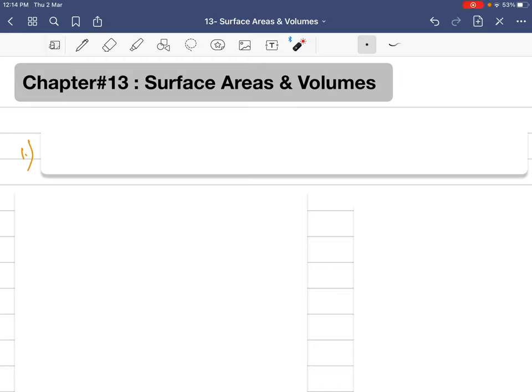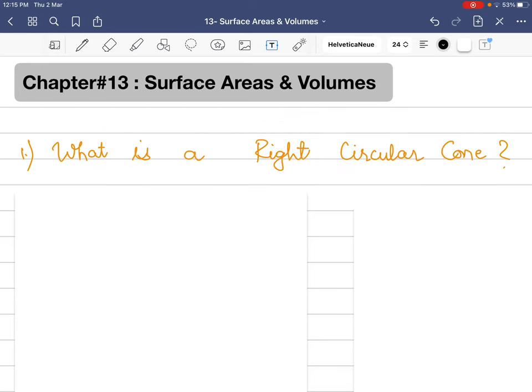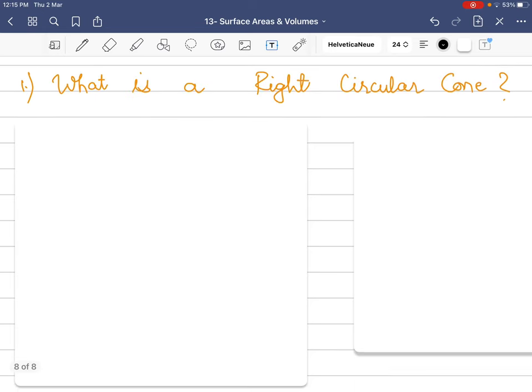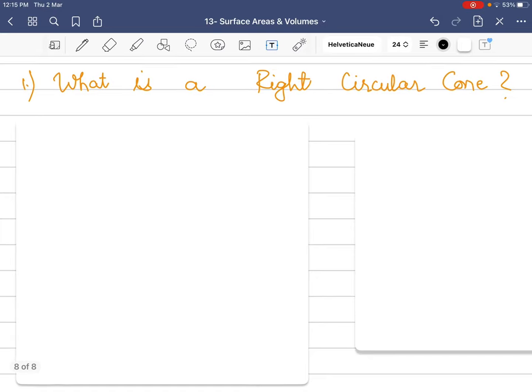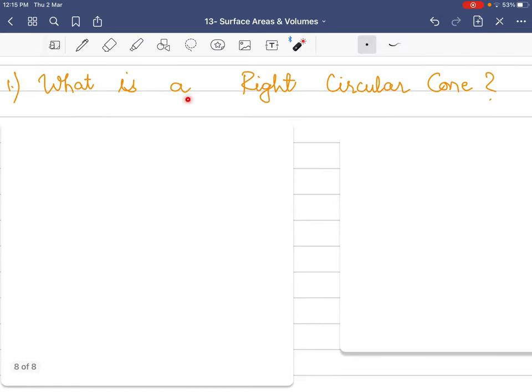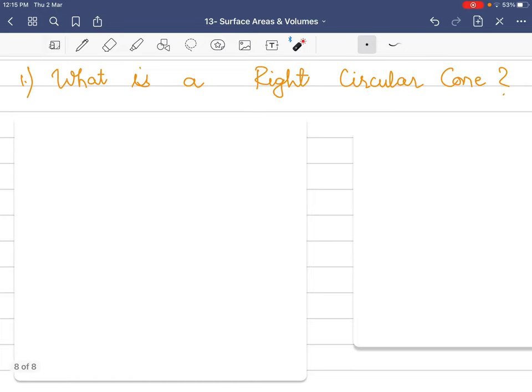So in this video of chapter number 13, surface areas and volumes, we're going to now start with another interesting three-dimensional solid figure, and it is called a right circular cone. So I'm going to remove this. Okay. So here first let us try to focus on what is a right circular cone, or how a right circular cone comes into formation.